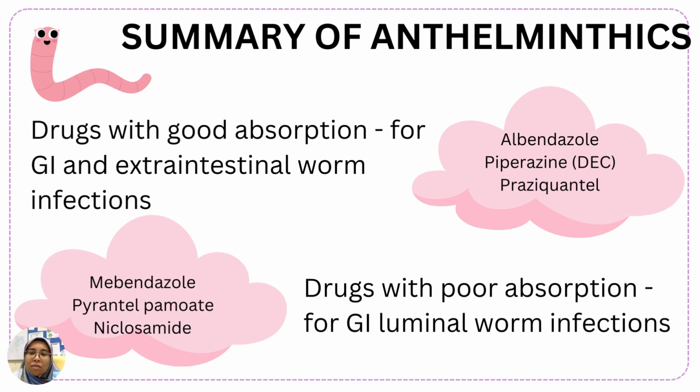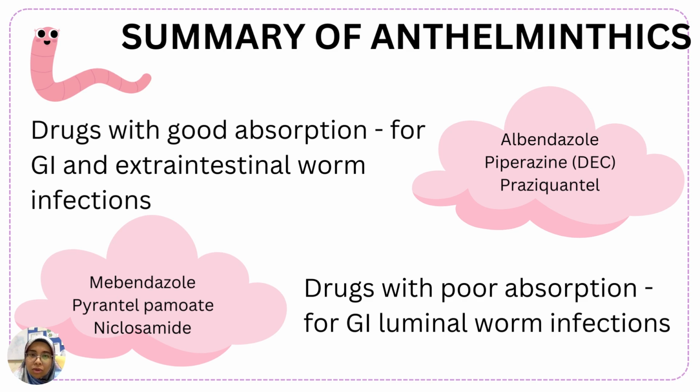Yang lain-lain tu kita simpan macam piperazine or DEC, praziquantel kita simpan untuk more like tissue punya infection. Okay. The ones with poor absorption is usually only for GI luminal worm infections. Okay. So kalau lah you ada tissue infection or neurocysticercosis and whatnot, you tak boleh pakai ni because it cannot cross. It cannot be absorbed. Okay. So it cannot go to the brain. It cannot go to the tissue. So these are mebendazole, pyrantel pamoate, and niclosamide.